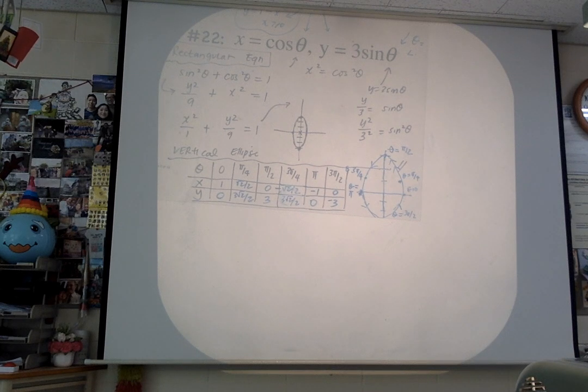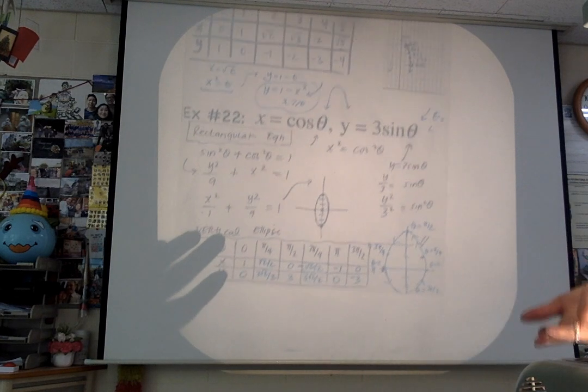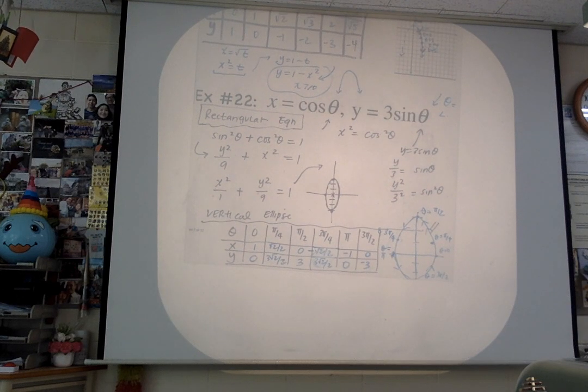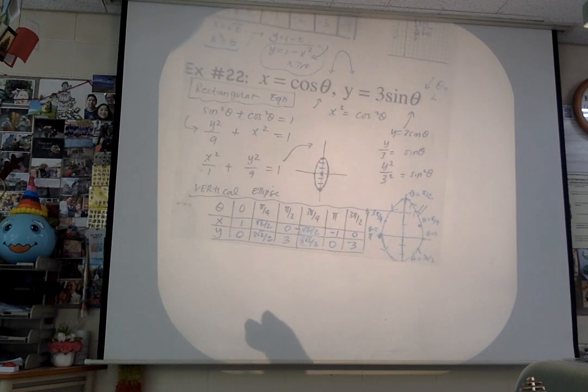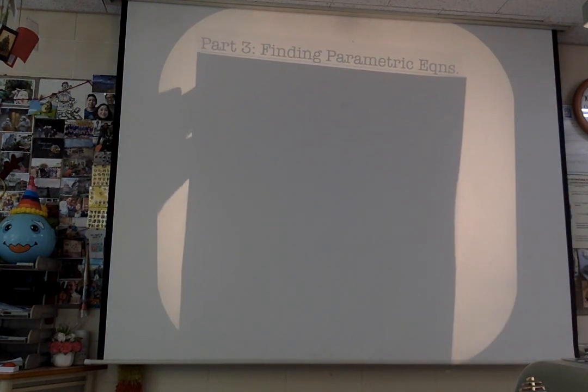All right, now we've been going from parametric to rectangular. Now let's actually try to eliminate the rectangular and make it parametric, okay? That's part 3 for us. All right, so you guys, how are you feeling about parametric equations? So fun, I know, okay? Part 3, finding parametric equations.